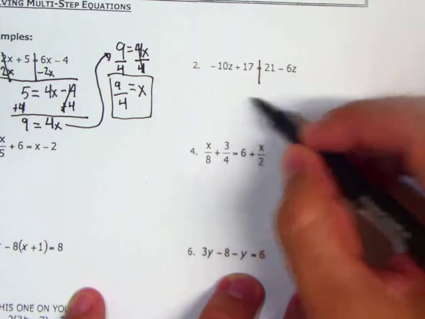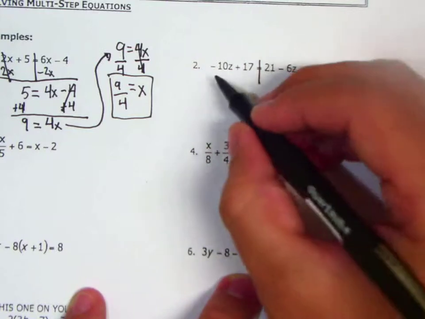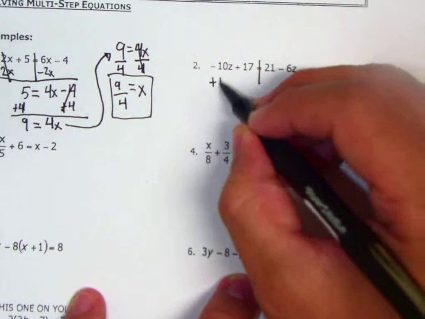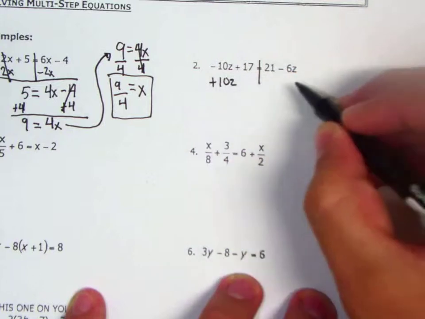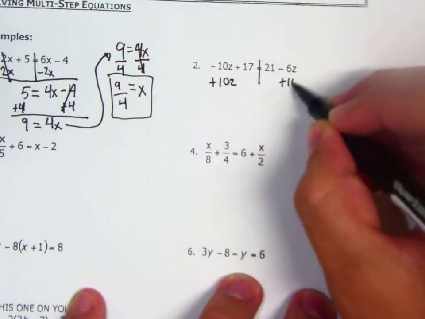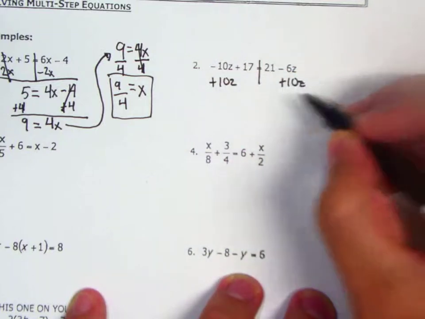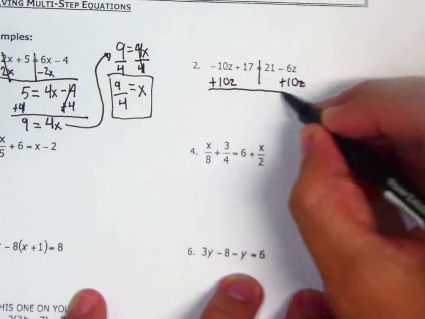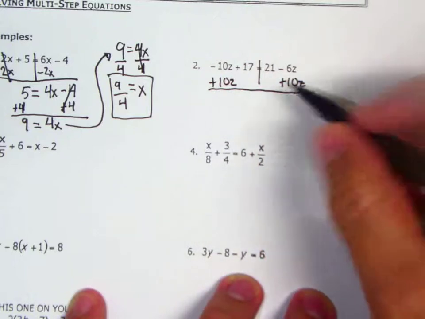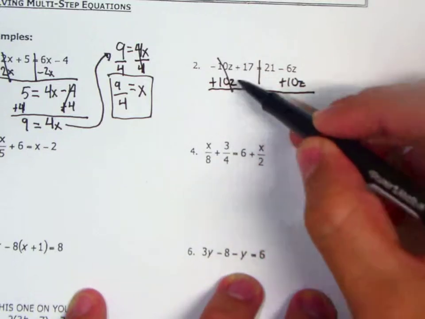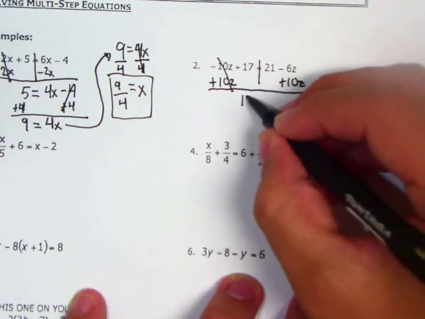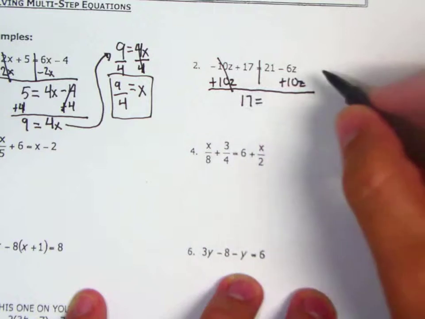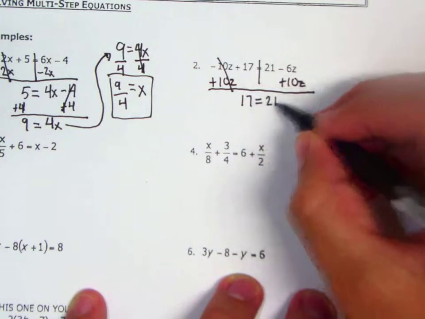To move this negative 10z over, you do the opposite of what it is. So I'm going to add 10z. Okay, and then add 10z over here to the like term. These on the left side will cancel. So I'm left with just the 17 equals 21 is going to come down.